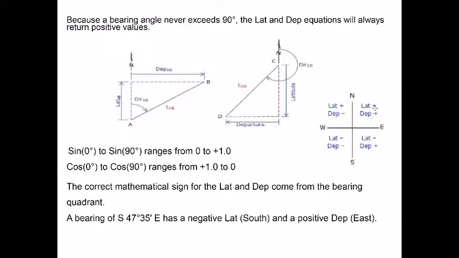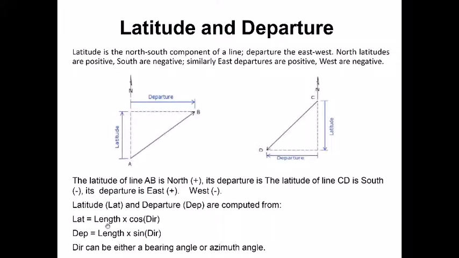So if the line lies in the northeast, latitude and departure would both be positive. If it lies in the northwest, latitude would be positive and departure would be negative. If it lies in southwest, both would be negative. So depending on which quadrant it is, you have to give the sign yourself to these equations. But if you're using the whole circle, then the sign would be automatically there.